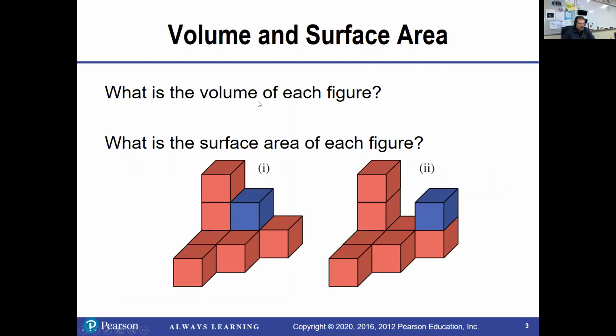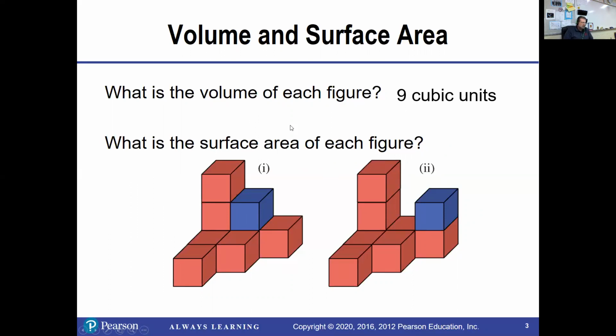So volume is how much is inside the figure, the amount inside. It says, what is the volume of each figure? So we assume that each of these little blocks are 1 by 1 by 1s, which means to find the volume of this figure, you just count how many blocks there are. Now don't forget about the ones underneath. So you count all those, and you're going to end up with 9 cubes, so it's 9 cubic units.